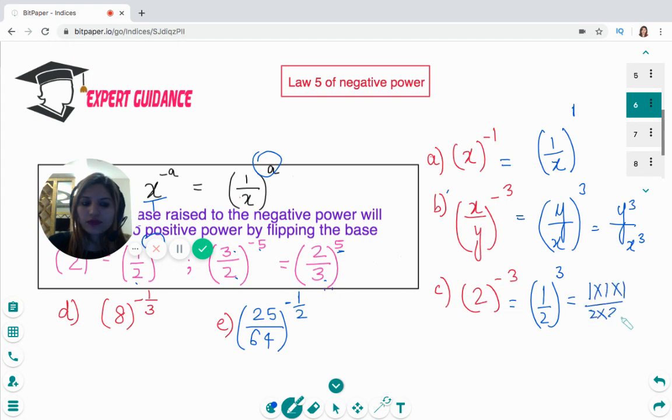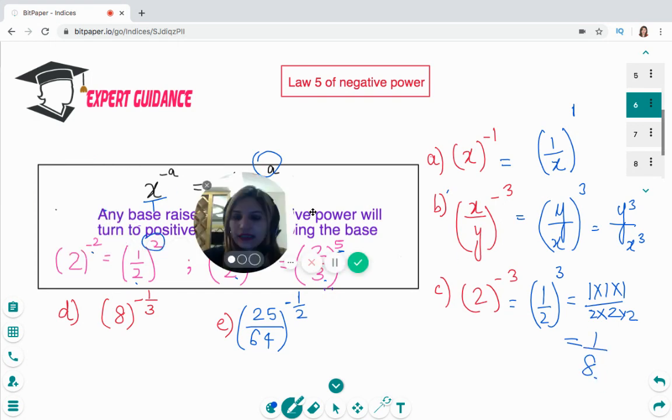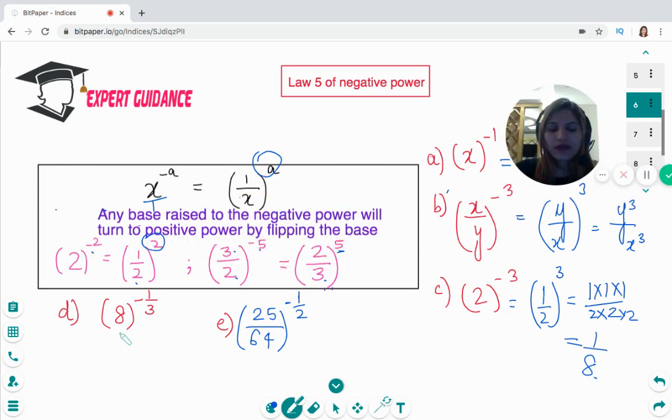Over 2 times 2 times 2, which is 1 over 8. Okay, now let's try this question. 8 to the power minus 1 over 3. First, we'll convert it into a positive power. That is 1/3. So it means that 1 is also getting cube root and 8 is also getting cube root. Cube root of 1 is 1, cube root of 8 is 2, so the answer is a half.